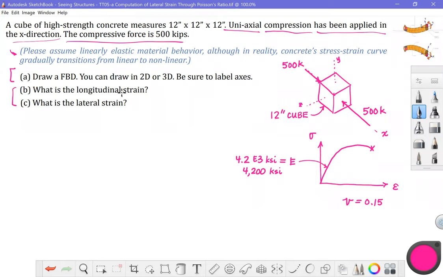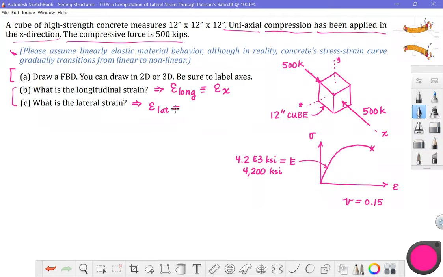So what is the longitudinal strain? And here, all we need to do is say that the longitudinal strain for us, that's the strain in the x direction. You can think of that as the primary strain or the strain that matches the direction of these compressive forces. After that, we'll figure out what the lateral strain is.